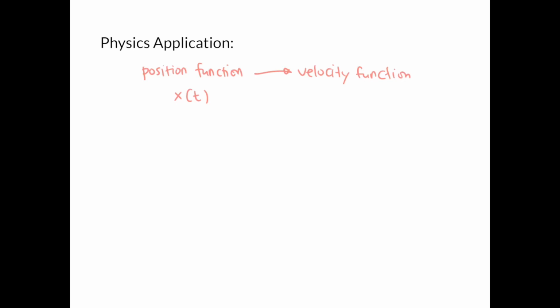So the velocity function is going to be v of t. Similarly, from the velocity function, we could obtain the acceleration function by getting the derivative of the velocity function. So we could convert that into an acceleration function, which is a of t.